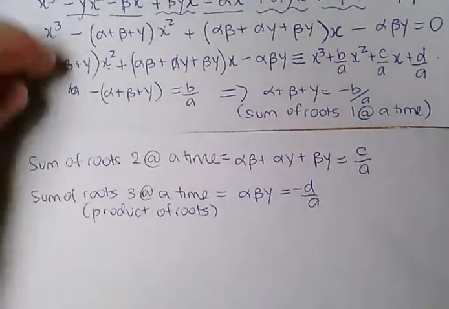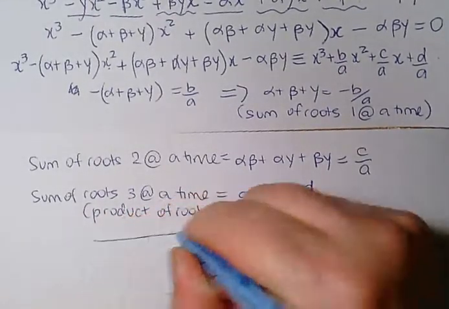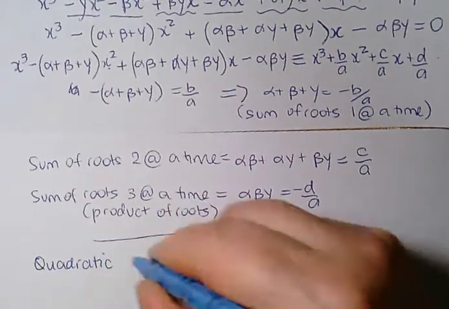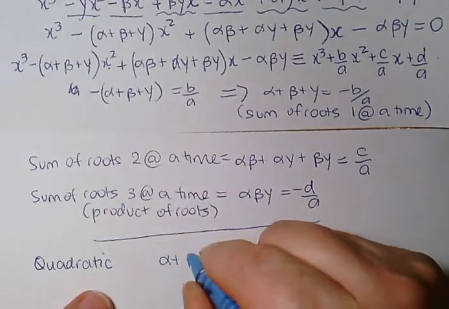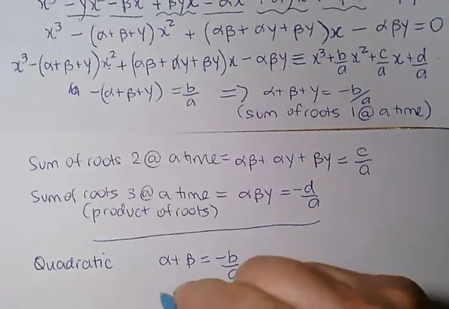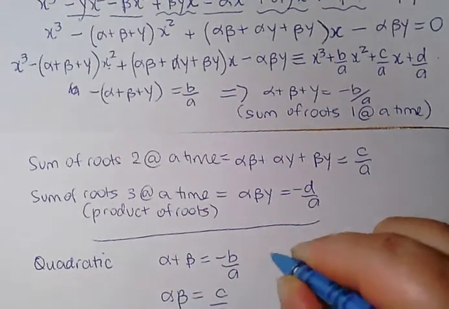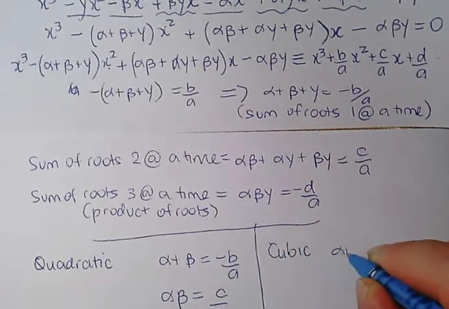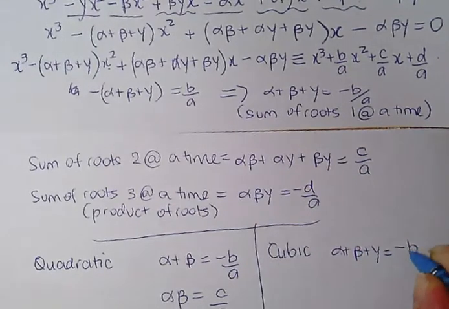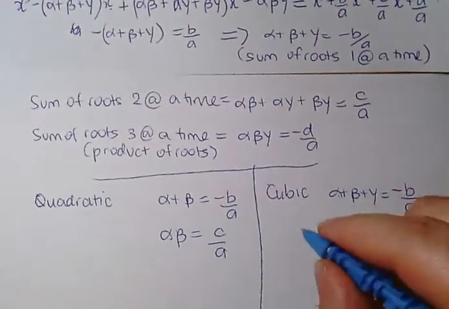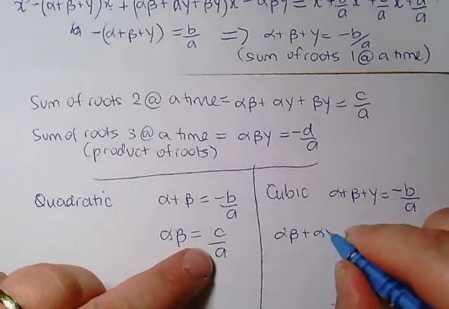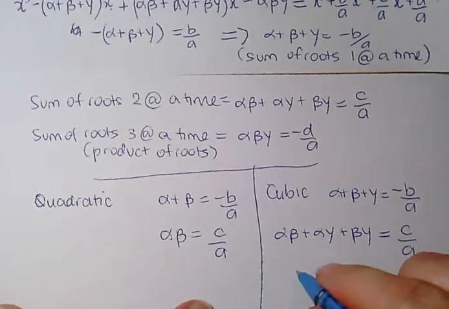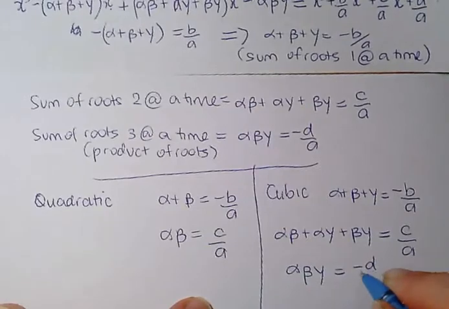All right, so again, I'm just going to summarize what we've got so far. With a quadratic, seeing the similarities, we've got alpha plus beta, which is one at a time, is minus b on a, and alpha times beta is c on a. With a cubic, we've got alpha plus beta plus gamma, which is one at a time, is minus b on a. And we've got alpha beta plus alpha gamma plus beta gamma is c on a, so that's two at a time. And we've got alpha beta gamma is negative d on a.